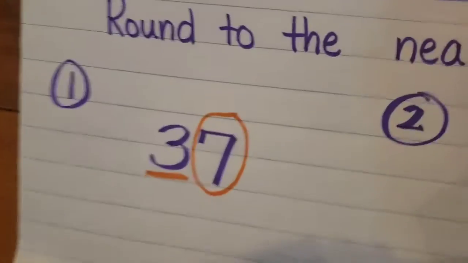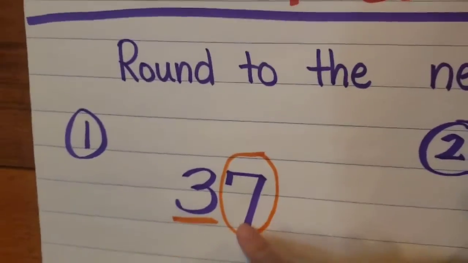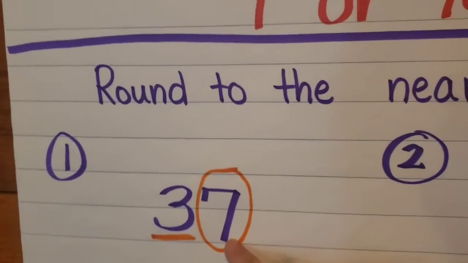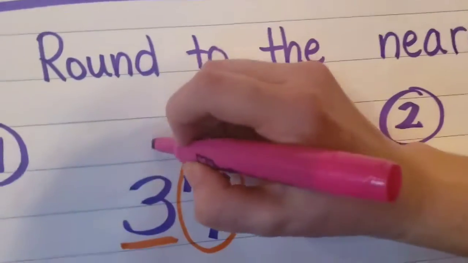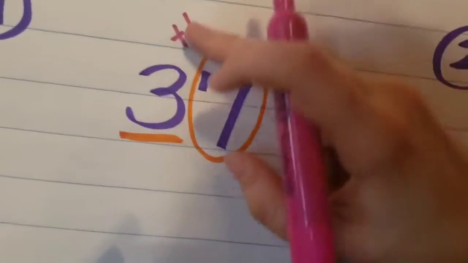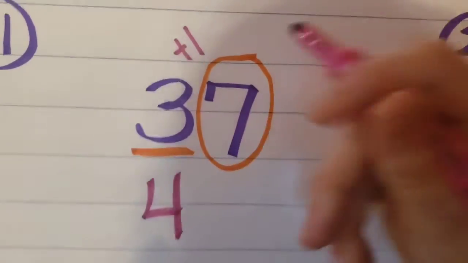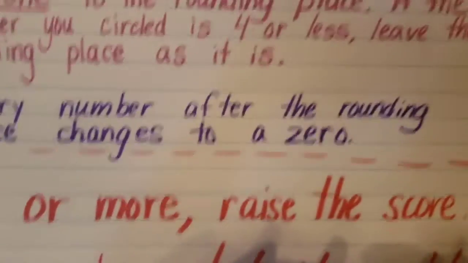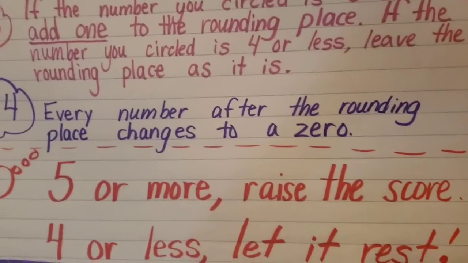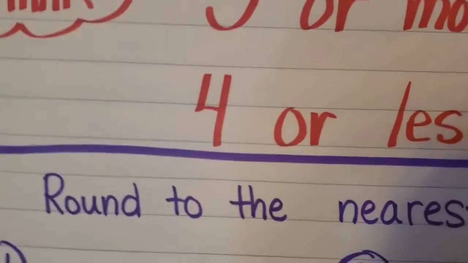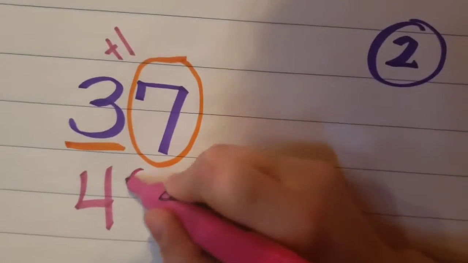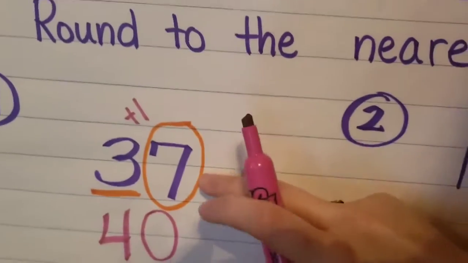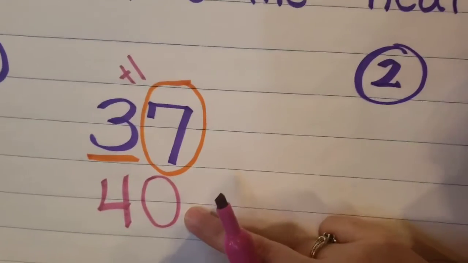So the number I circled is a 7, which is 5 or more. So that means I'm going to round up. So I'm going to change the 3. I'm going to add 1 to it. 3 plus 1 is 4. And the last step says that every number after the rounding place changes to a 0. So here's the rounding place, the 3. The number after it is going to change to a 0. So 37 rounded to the nearest 10 is 40.